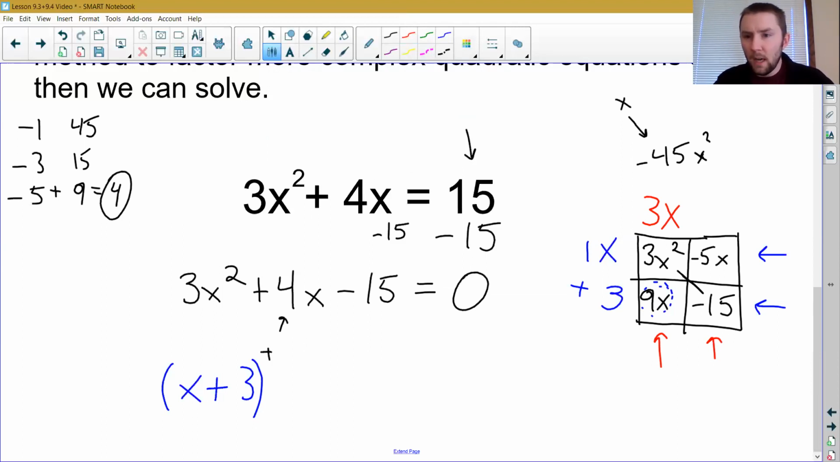Then my other column says negative 5x and a negative 15. In terms of numbers, 5 and 15 can both be divided by 5. The negative 15 does not have an x, so I don't pull out an x here. But look at my x number here with my negative 5. Because this number is negative, I'm going to make my 5 that I pulled out negative as well. So my other factor becomes 3x minus 5.